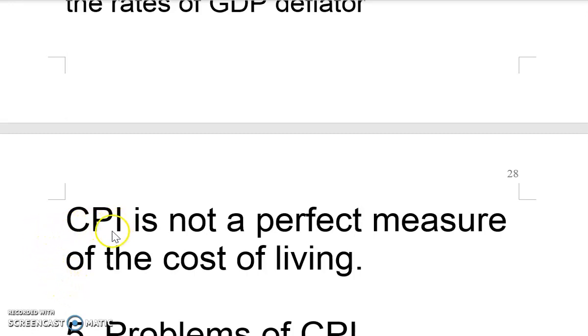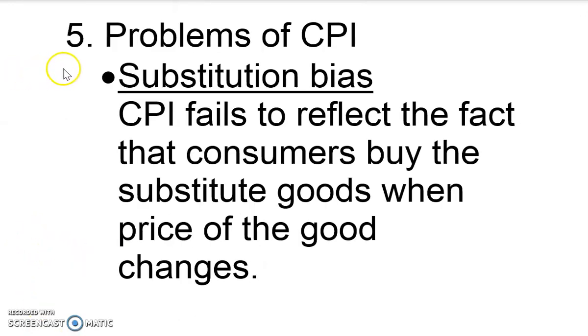That said, we notice that CPI is not a perfect measure of the cost of living. The consumer price index has some problems. These problems include substitution bias. You all know that if the price of a good goes up, people buy less, right? So when the price of pizza goes up, people buy less pizza. However, the basket is fixed. We use the same amount to measure the price change. So because of that, it's not a perfect measure of the cost of living.